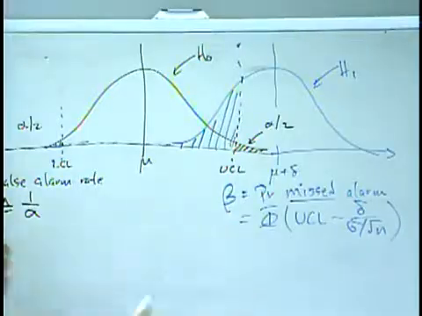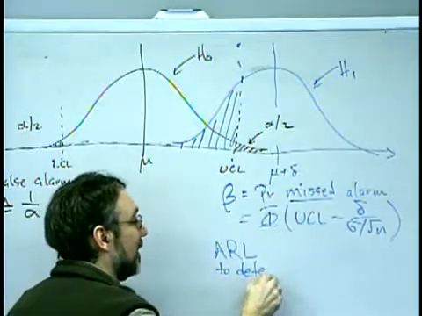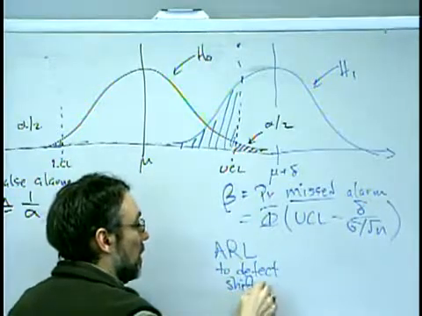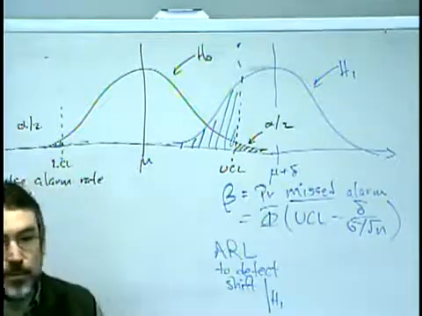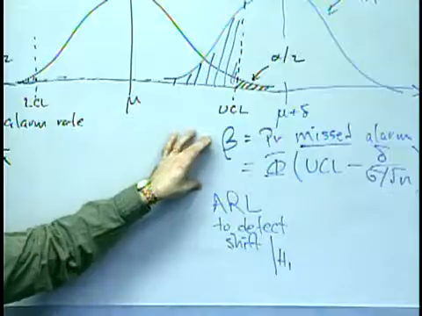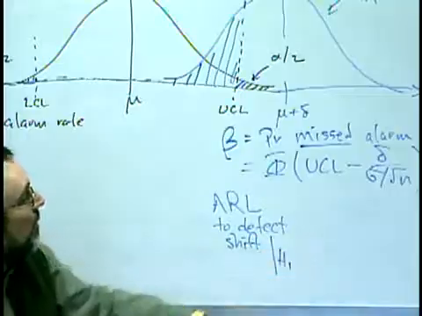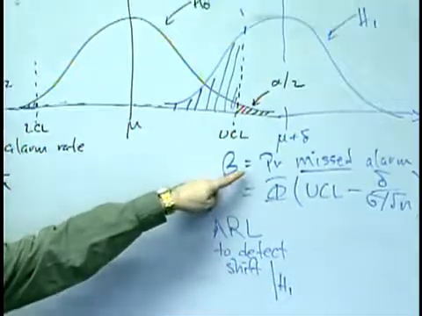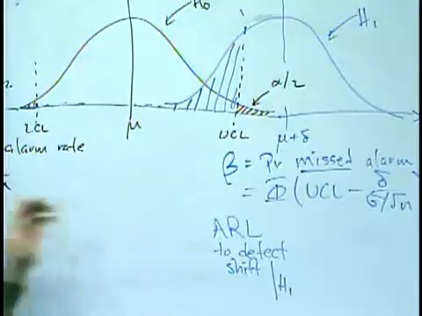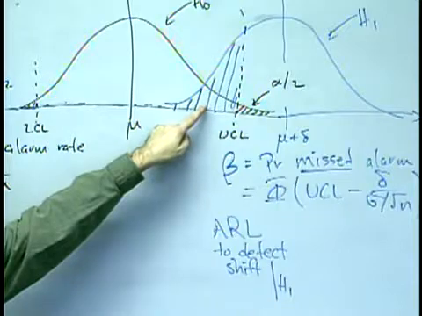There is also another definition of average run length associated with this. And the question you would pose here is, what is the average run length to detect a shift when it actually occurred? It's a little tricky here, because there's actually two steps. You can imagine this would be the probability of not missing an alarm and then inverting it, just like we did here. So this little tail here is the probability of missing an alarm.